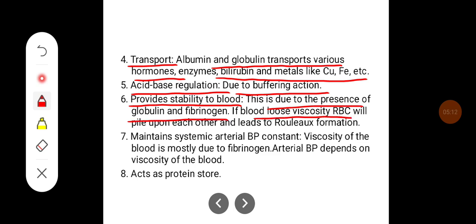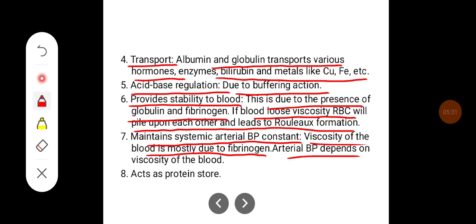If the blood loses viscosity, RBCs will pile upon each other and lead to rouleaux formation. Plasma proteins are important for maintenance of systemic arterial blood pressure, as the viscosity of the blood is mostly due to fibrinogen, and arterial blood pressure depends on the viscosity of the blood. And plasma proteins act as a protein store.